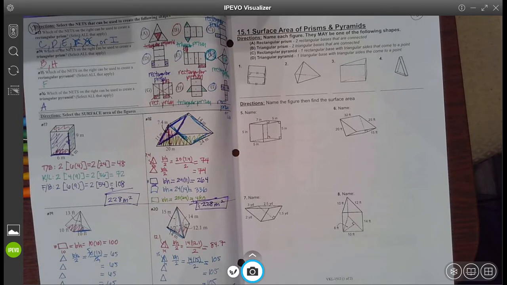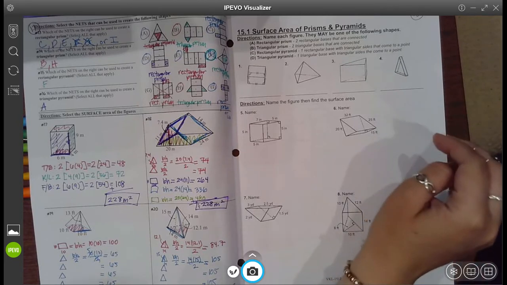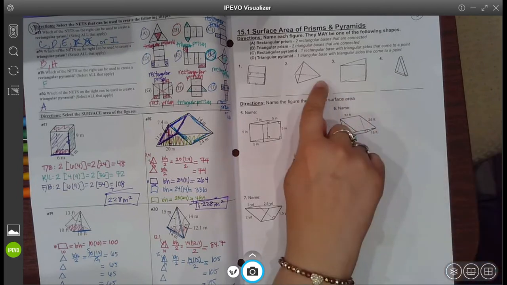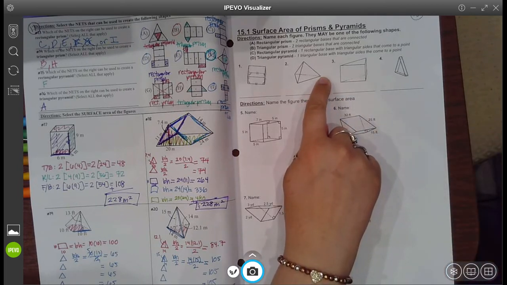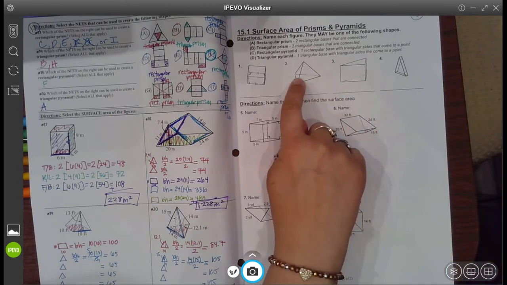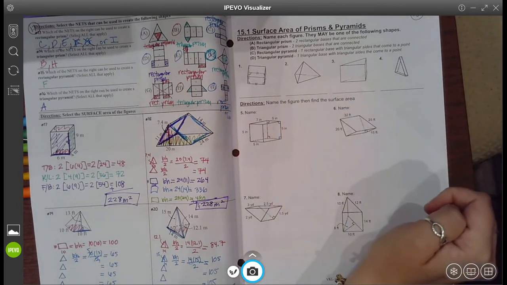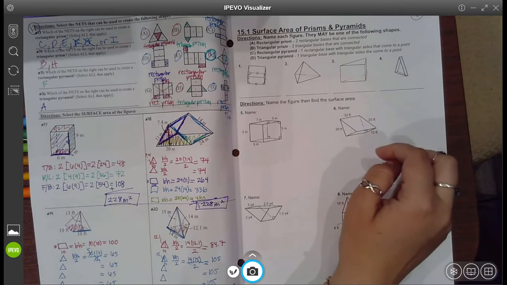Prism means it has two bases. And what's easy to tell a prism versus a pyramid is a pyramid comes to a singular point at the top and then only has one base, and a prism doesn't come to a point, so it'll have two bases. And then whether it's a prism or a pyramid, you name it according to its base shape.